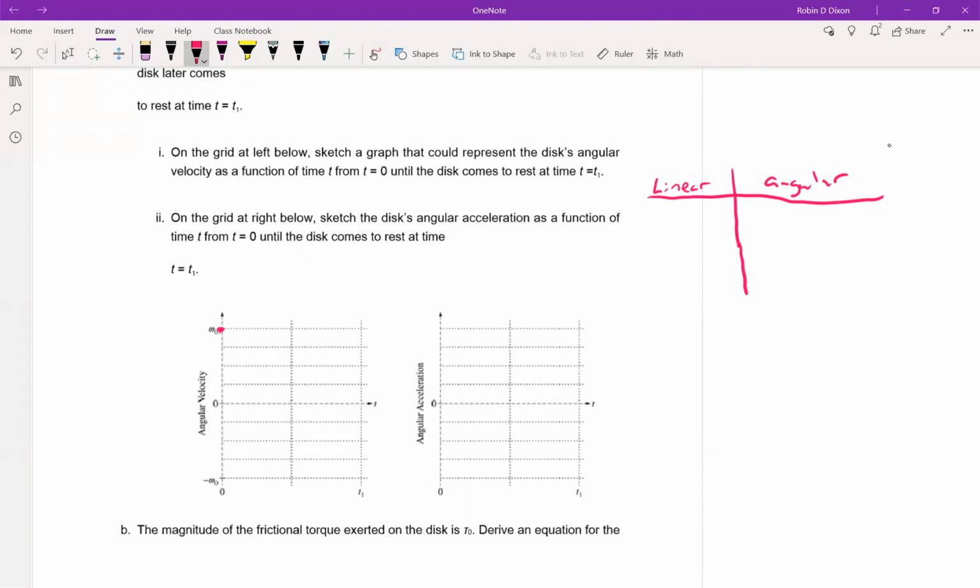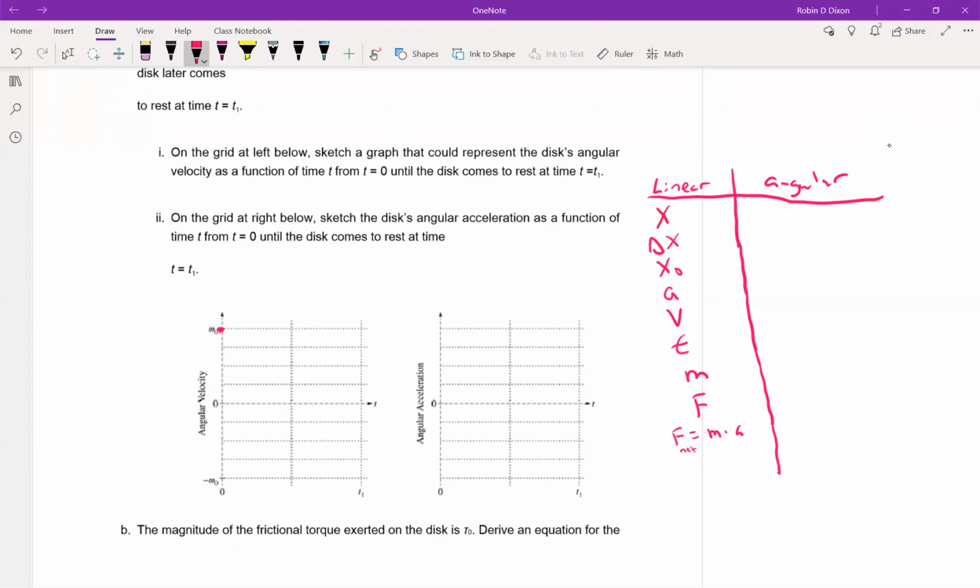So, with linear things, we have position, we have displacement, that's of course position minus initial position. We have acceleration, we have velocity, we have time. Those are all the kinematic things. We also add in mass, and we have force. And of course, force is equal to, that's net force, mass times acceleration.